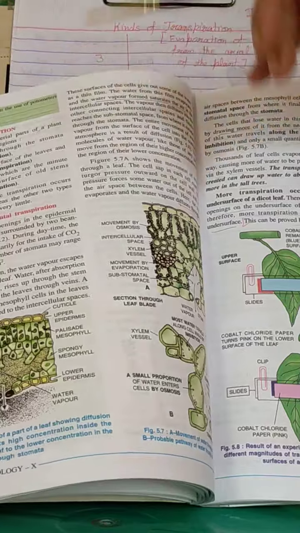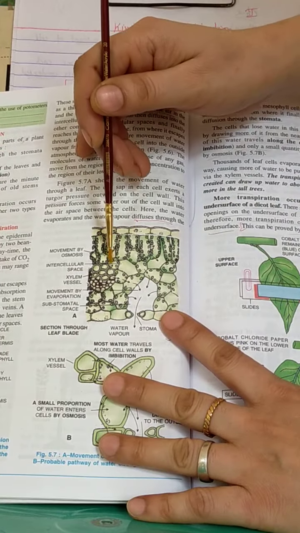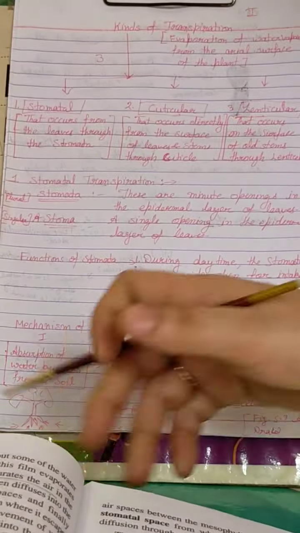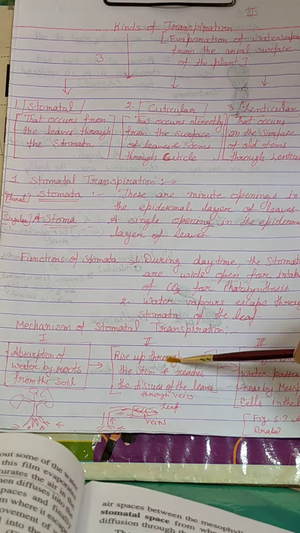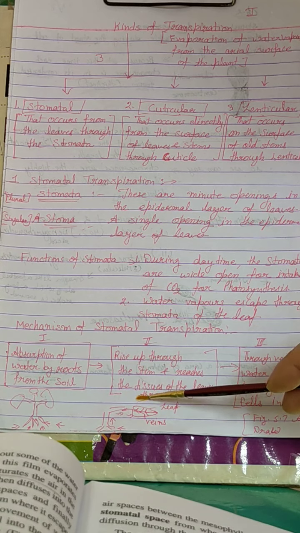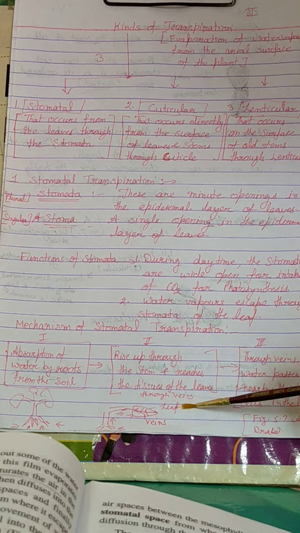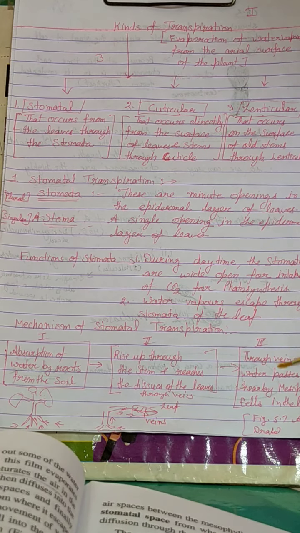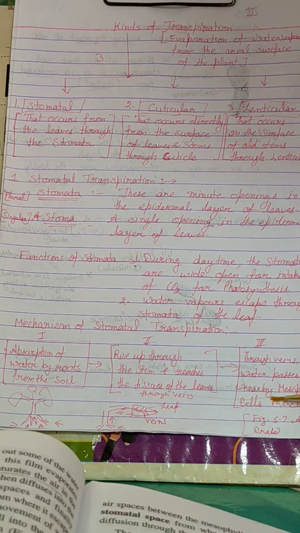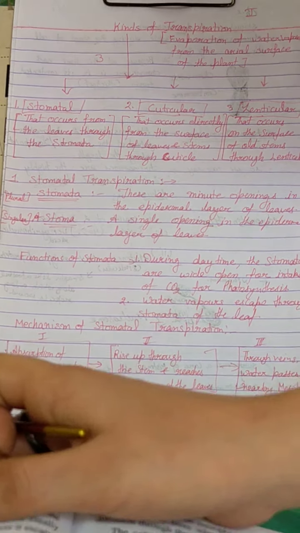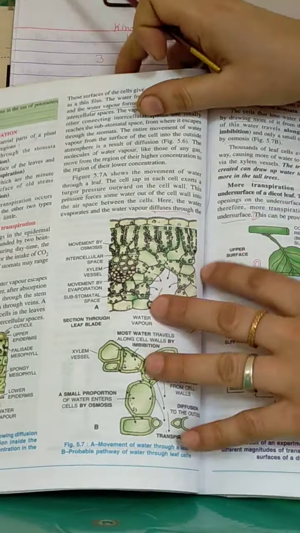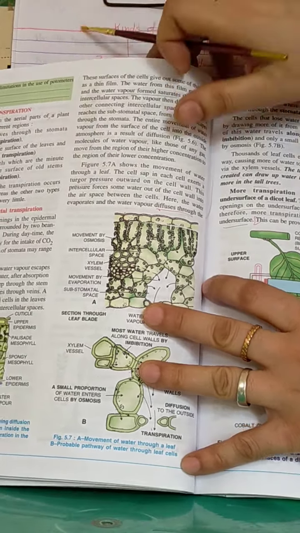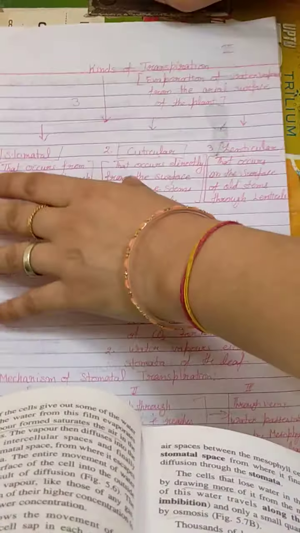So what happens by absorption of water? Water rises up through the stem and reaches the tissues of the leaf through veins. Through veins, water passes into nearby mesophyll cells in the leaf, where it is absorbed by imbibition. Now what happens next?